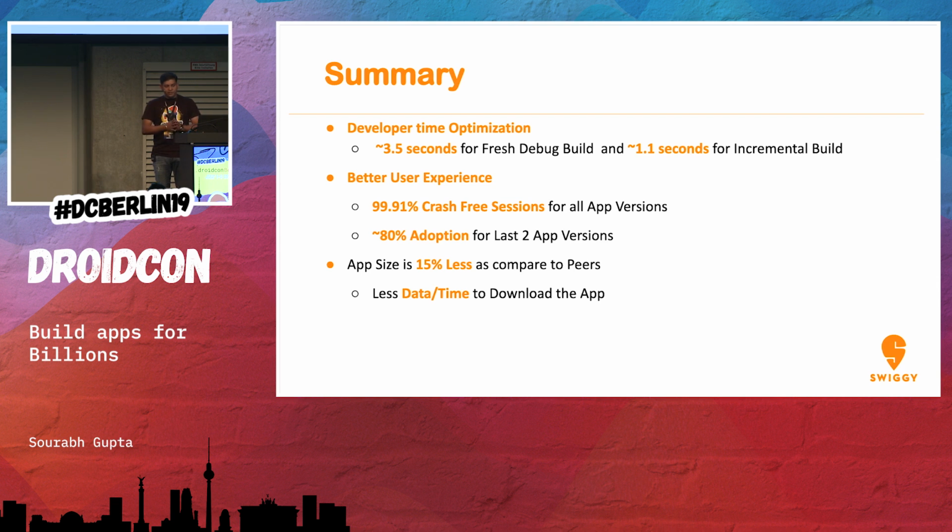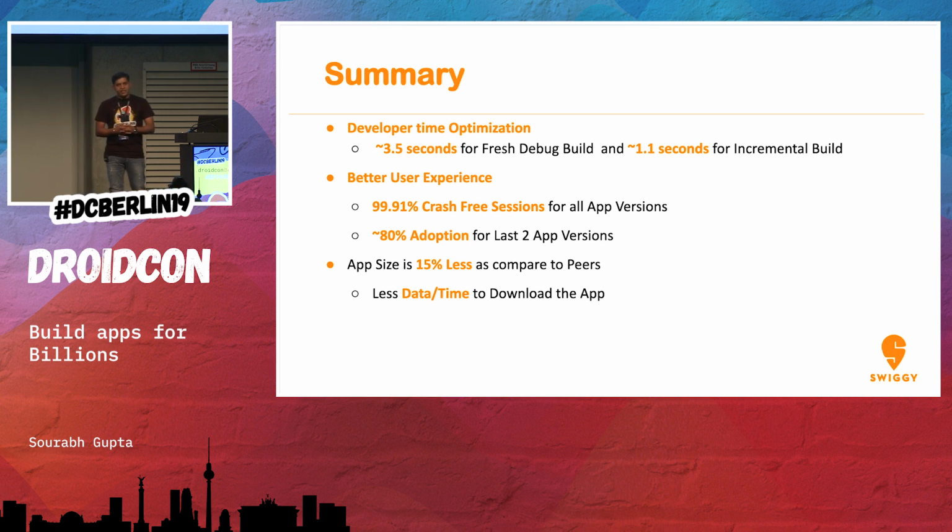Developer time optimization. We have 3.5 seconds for a fresh debug build and 1.1 seconds for an incremental build. For the release build, it takes 5 minutes. We use Slack, Jenkins, and fastlane for building the release build, so it's not blocking developer time. Better user adoption experience. We have 99.91% crash-free sessions for all the app versions. We have 80% adoption for the latest 2 app versions that we released in the last month.